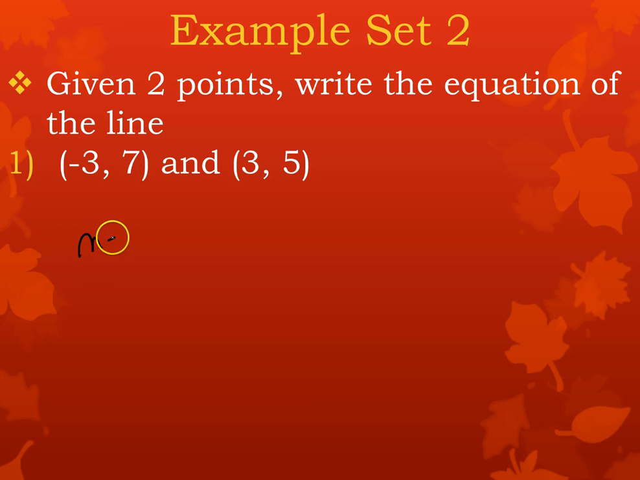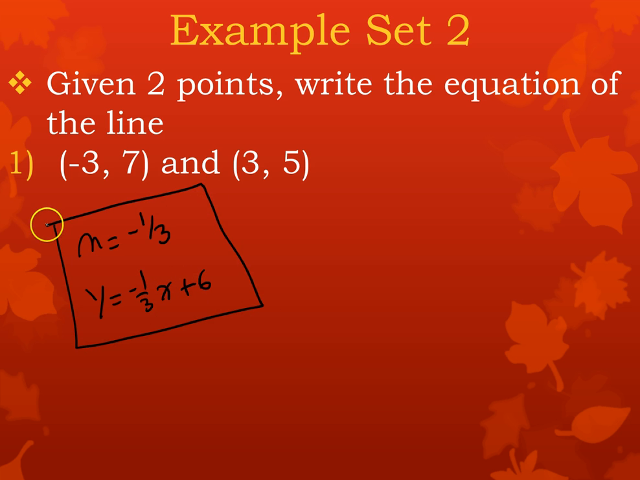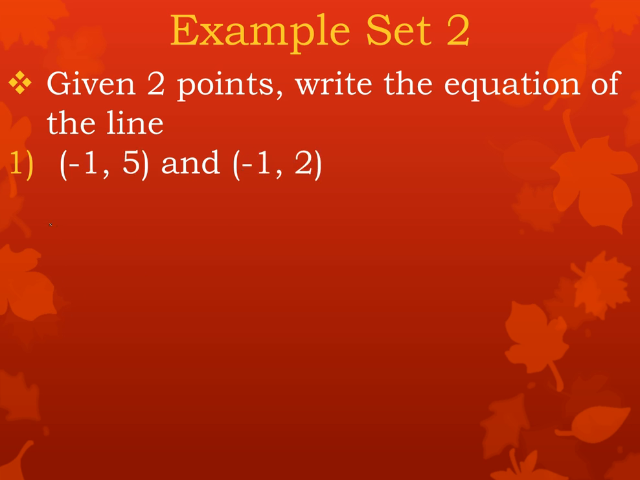Alright, so for this one, we found our slope to be negative 1/3. When you plug that back in, either with this point or with this one, it doesn't matter, your equation is y equals negative 1/3 x plus 6. Okay, and one more. So you want to write the equation of this line based off the given points, so find your slope first, and then go ahead and write your equation.